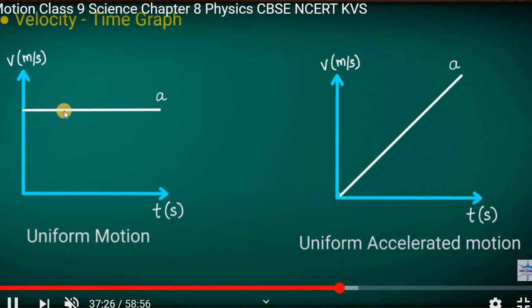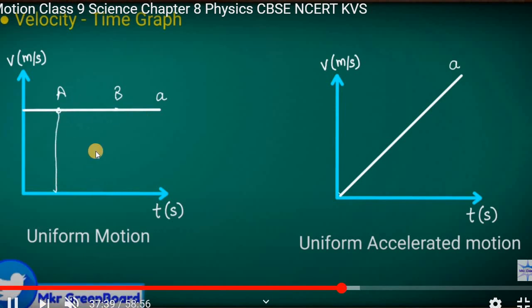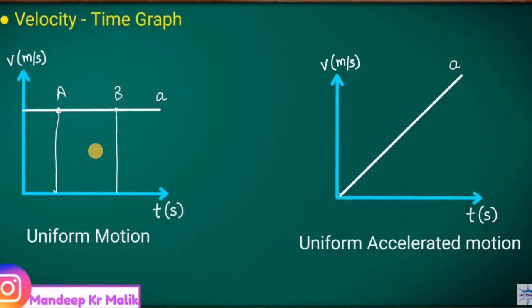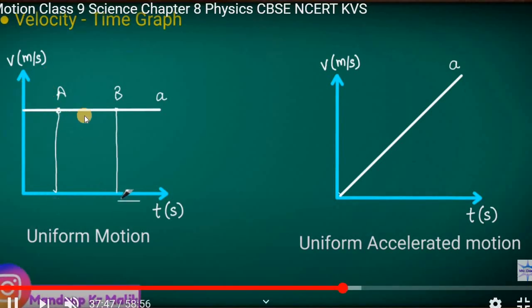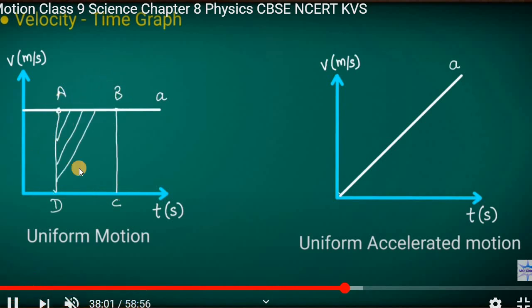Whereas in this graph you can see the velocity per time is not increased. It is the same. So this kind of motion we consider uniform motion, because the velocity is not changed with time. Here you can see at time D the velocity is A, and at time C it is B. So how can we calculate the distance in uniform motion?